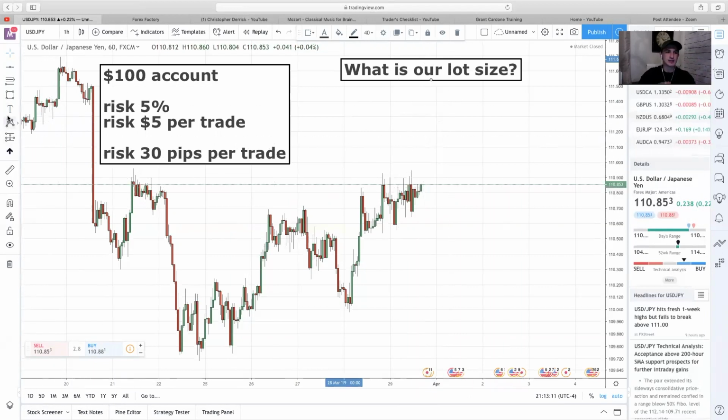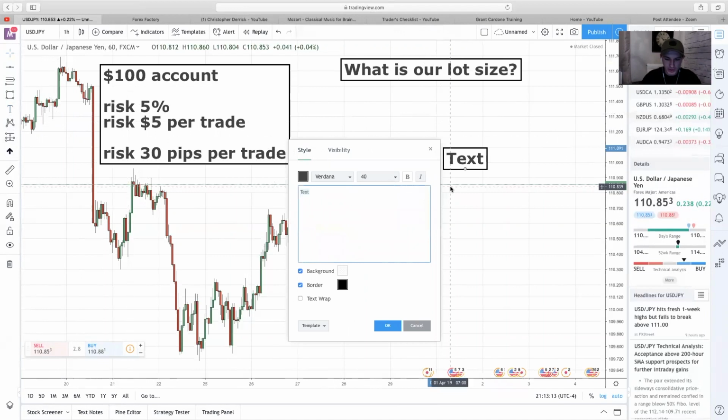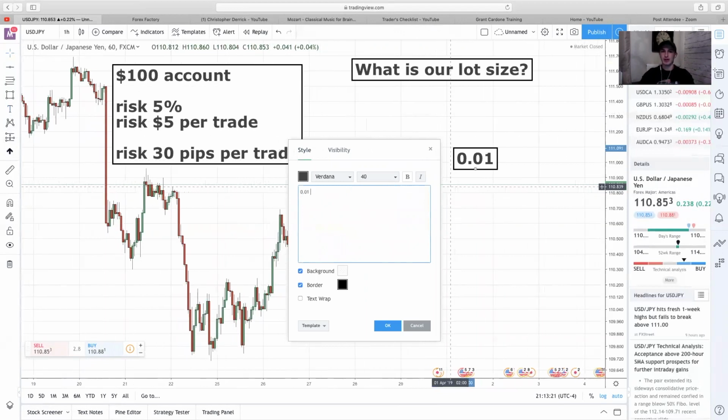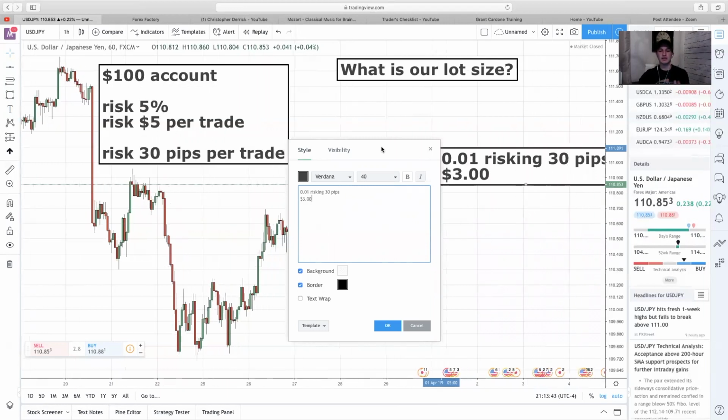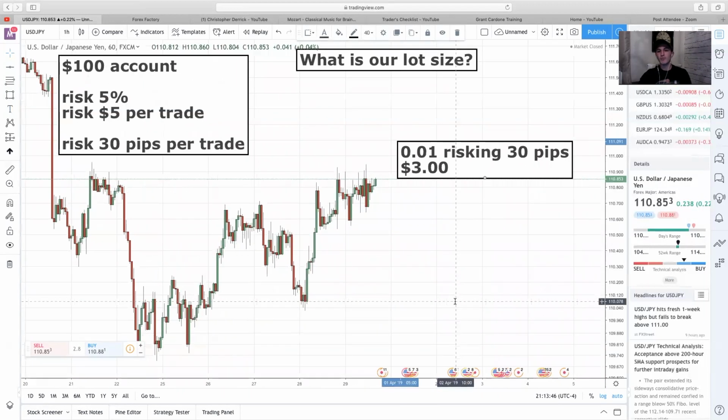Okay, what I mean by that is, let me type it up so you guys can get that visual. The smallest lot size, as we all know, is a 0.01 lot size. Okay, now we're risking 30 pips per trade. So at what we call a penny lot size, if we're risking 30 pips, how much money is that, right? If we're risking 30 pips, that means we're going to be risking $3.